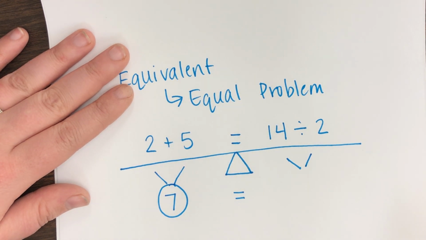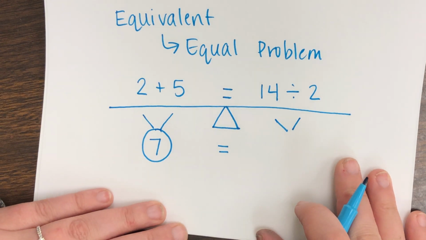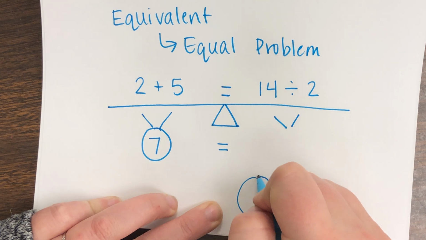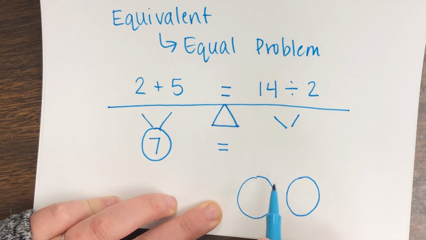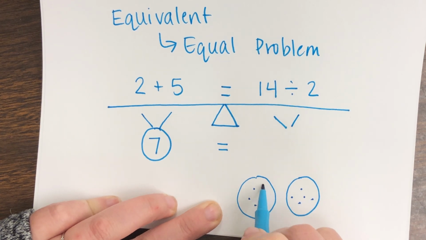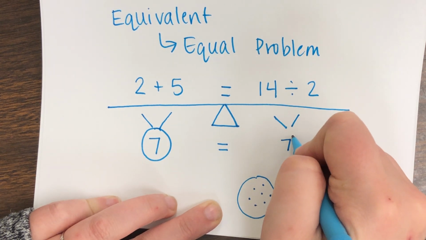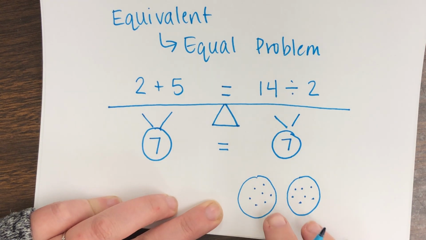14 divided by 2. I'm going to use one of our division strategies to solve this side. I see that there are 2 groups, so I'm going to draw 2 groups, and we're sharing 14 between the 2 groups. 1, 2, 3, 4, 5, 6, 7, 8, 9, 10, 11, 12, 13, 14. I see that each person got 7. So this side also equals 7.